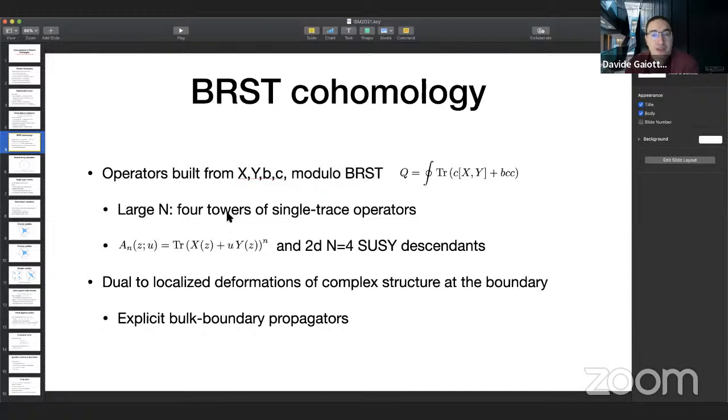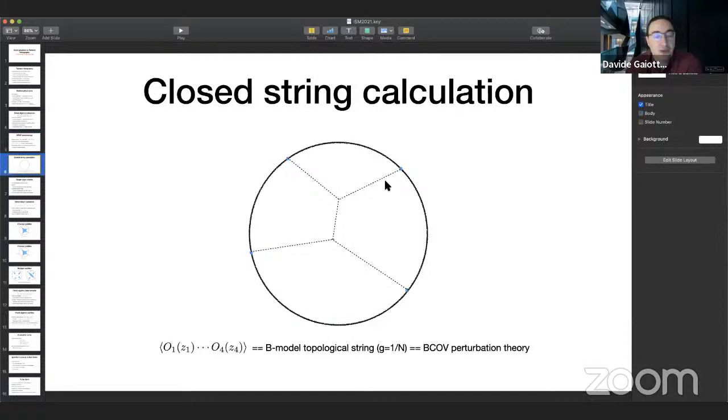And you can develop a precise holographic dictionary, which matches these local operators to specific deformations of the complex structure of the boundary. And so in principle, you can do calculations where you take a 4-point function of these local operators and you try to match them with the B model topological strings in SL2C. By the way, the B model has this nice property that, although it is a topological string theory, it is also a local quantum field theory in a sense.